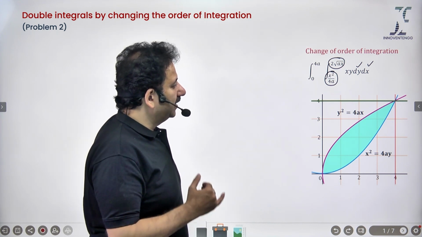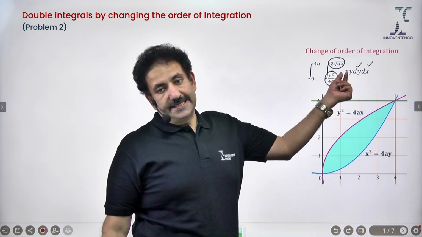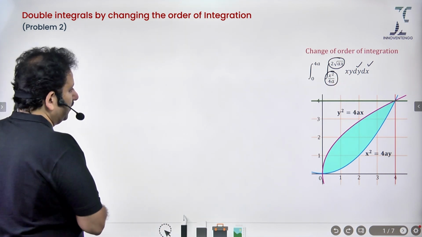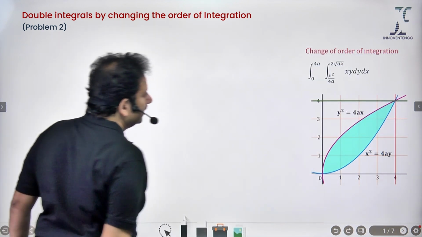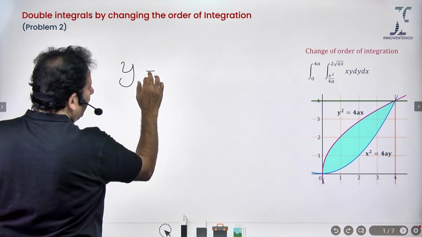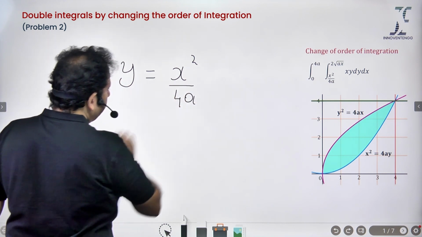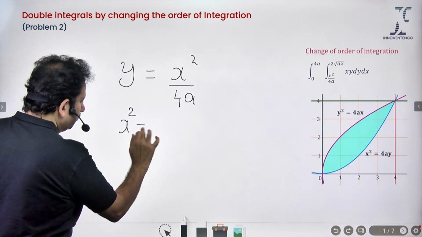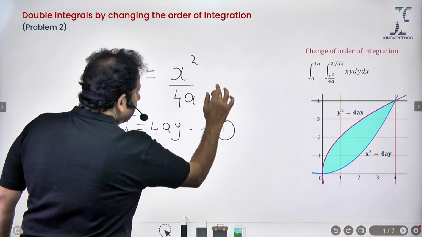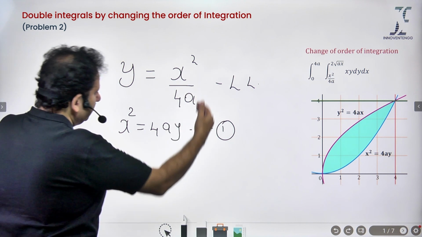Now, how do you actually construct the region over which the value of the function xy is being calculated, that is being integrated? That is very, very simple. So the first step is to look at the limits of the inner integral. The first one, the lower limit, is y equal to x square by 4a. That means x square is equal to 4ay. This is one parabola that is got from the lower limit. Clear?